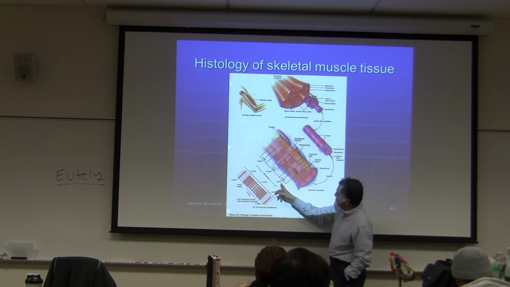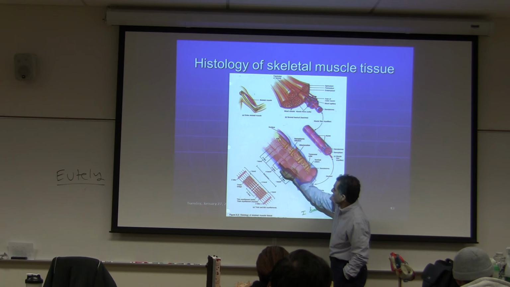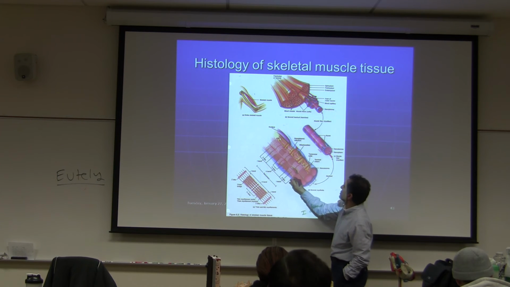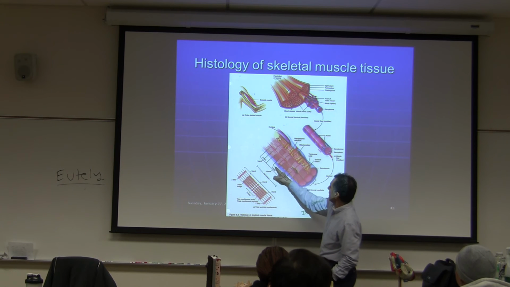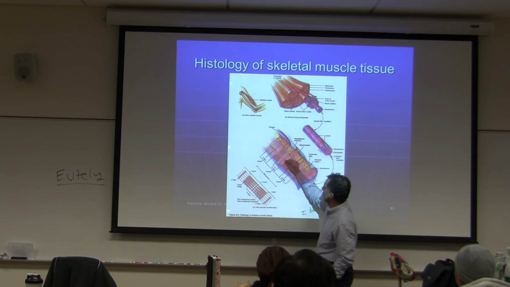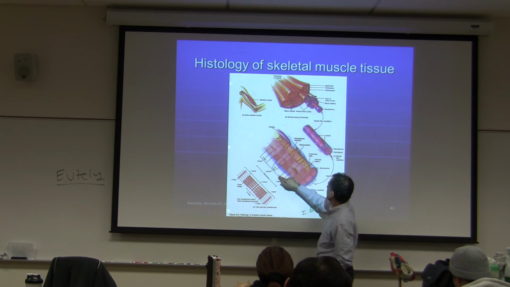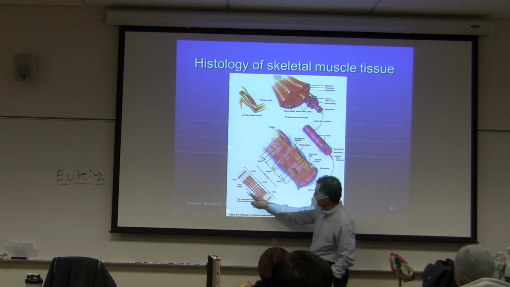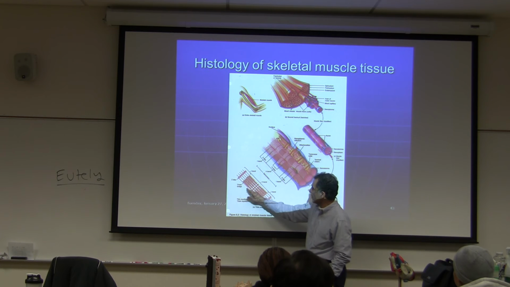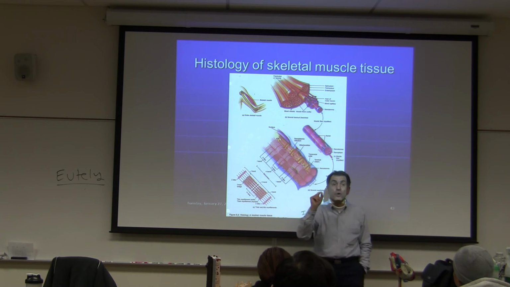Okay, and the H zone, right here. Where is the H zone in this? That's a Z line. The H zone is right on the bottom. I think this is wrong if this is the Z line. But the H zone, by definition, right here, thank you, on the bottom.